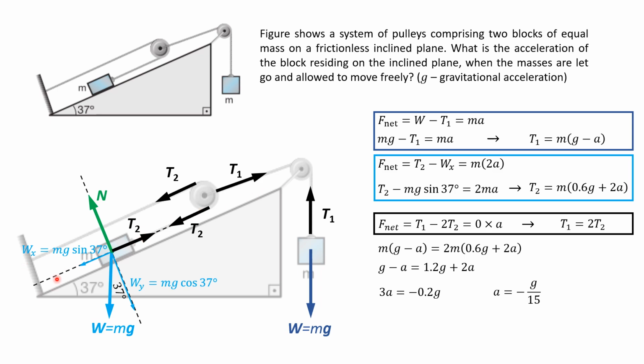Is this the answer? No, because the question is asking what is the acceleration of the block residing on the inclined plane. So they're asking for the acceleration of this block, and we know that this acceleration is twice the acceleration of the first block, right? Here we established that, and I explained why. So the acceleration of the second block is going to be twice this acceleration, which is minus 2g divided by 15, or minus 1.33 meters per second squared. Again, the minus sign just tells us that instead of moving up, it's sliding down. But the numerical value, or the magnitude of the acceleration, is 1.33 meters per second squared. And that's the answer for this question.